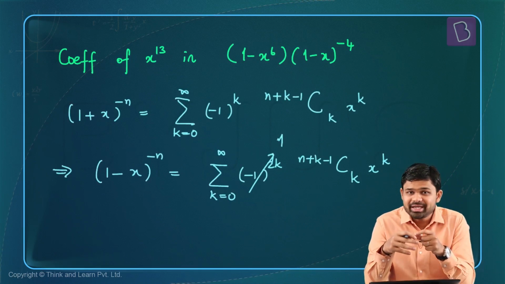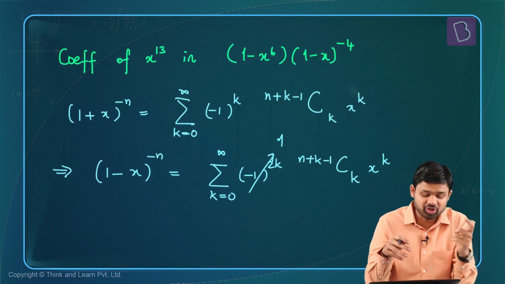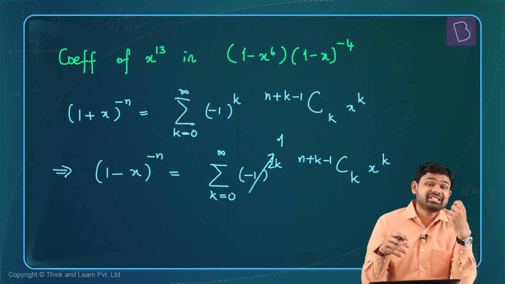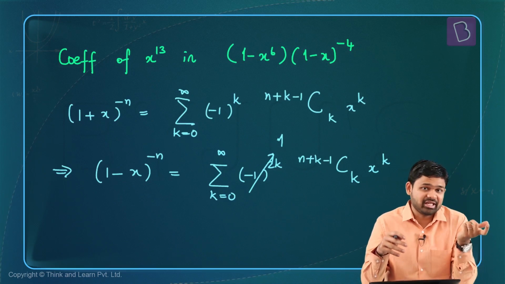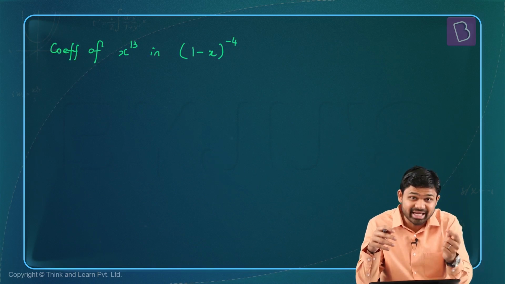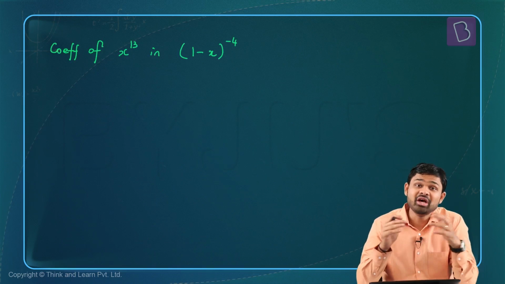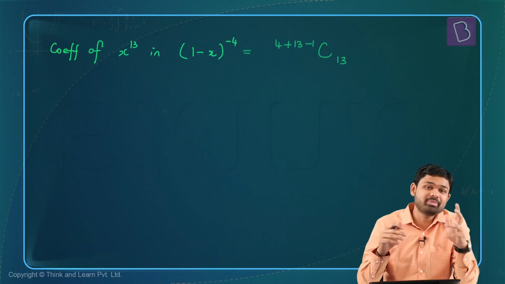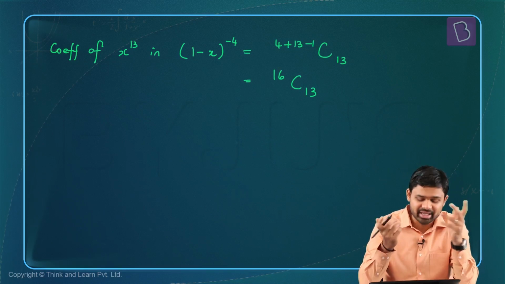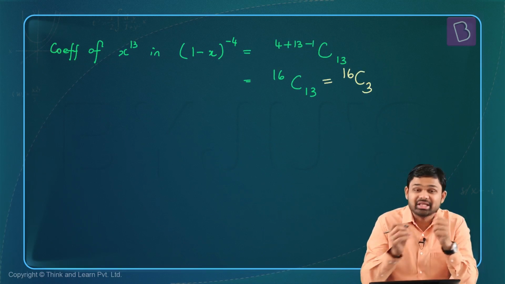What are the different possibilities? Well, 1 can multiply x power 13 from the second expansion, or x power 6 can multiply x power 7 in the second expansion. So there are two possibilities. So let us consider what is the coefficient of x power 13 in the expansion of (1 minus x) to the power minus 4. Well, that coefficient will be nothing but 4 plus 13 minus 1 C 13, which is 16 C 13. 16 C 13 can be simplified as 16 C 3.